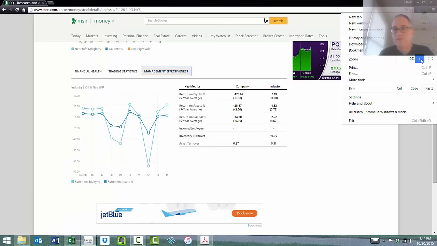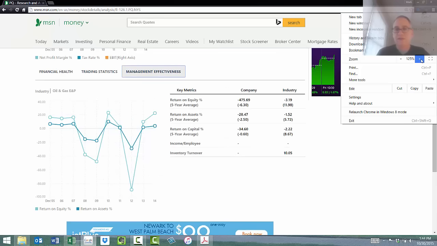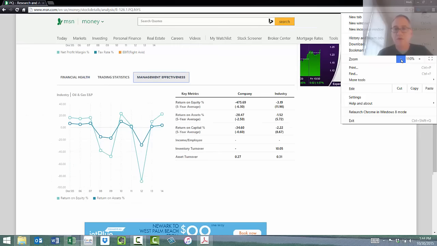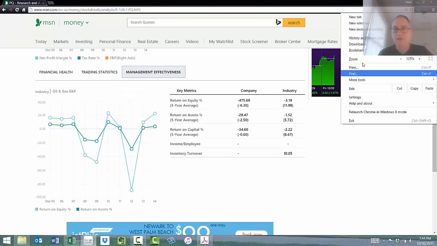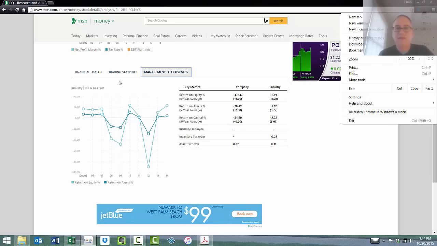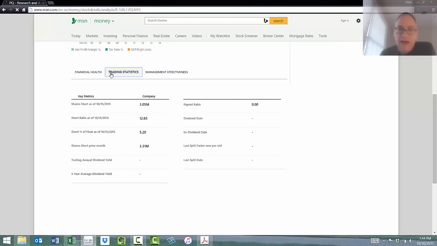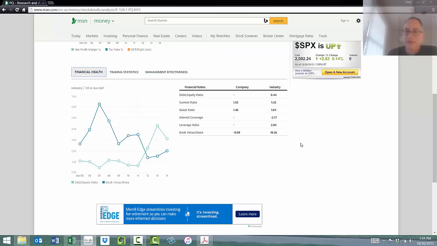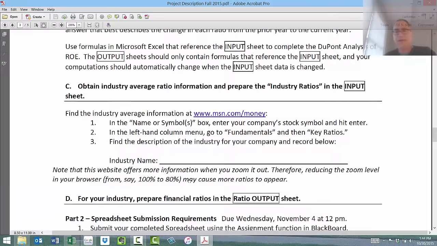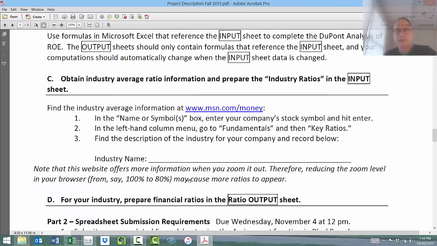This is a little quirk about MSN Money, is that if this screen size is too large, then some of the industry averages start going away. So you may need to zoom the screen smaller in order to see them. Their asset turnover just came in. At 120%, asset turnover doesn't appear. At 110%, it does. So you've got to be very careful that you're able to see all of the ratios. And that's how you find the industry average information.